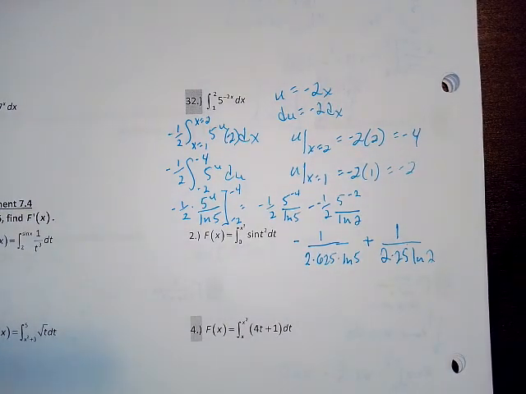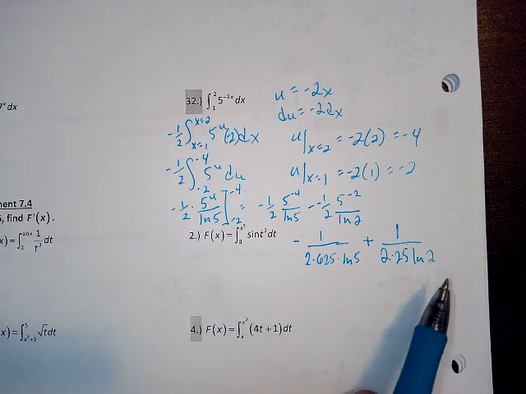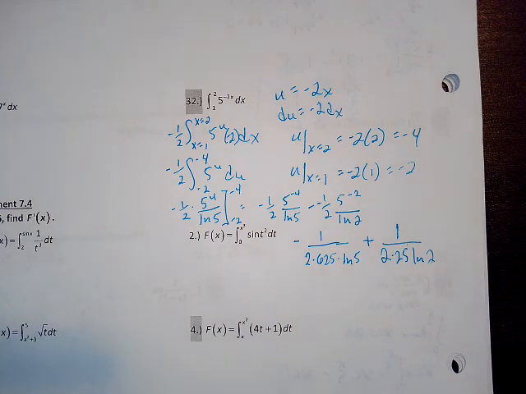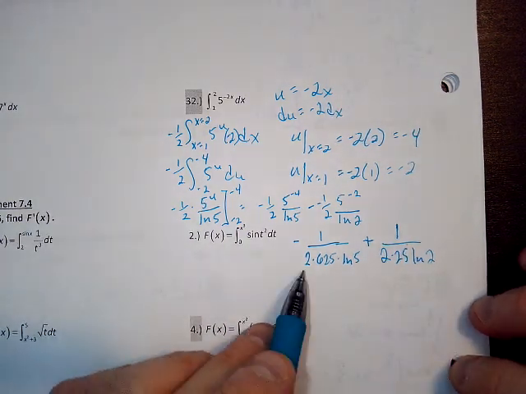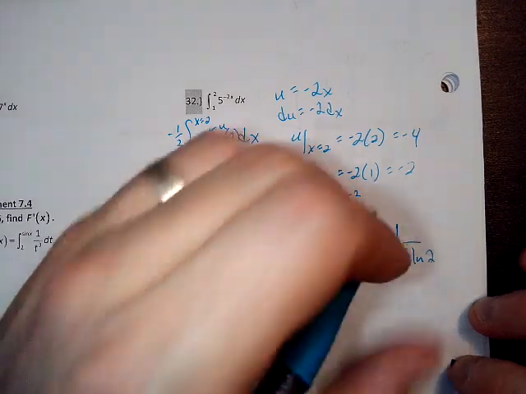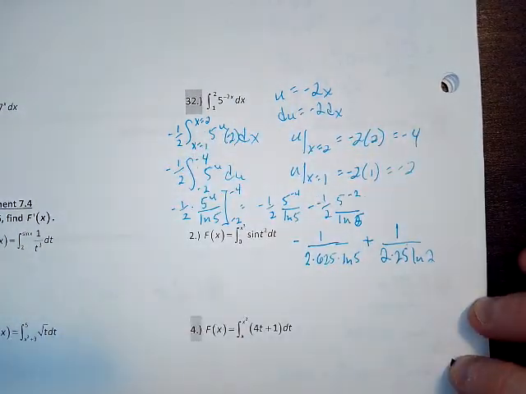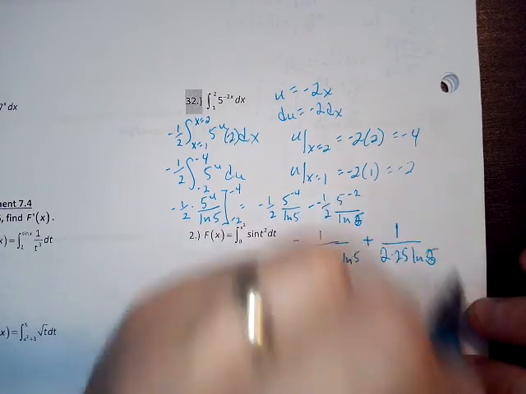All right, and so now all I need to do is combine my like terms. Now, my common denominator, this should not be the natural log of 2. That should be the natural log of 5. I apologize for that.